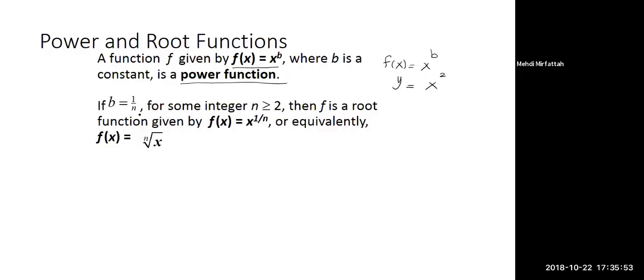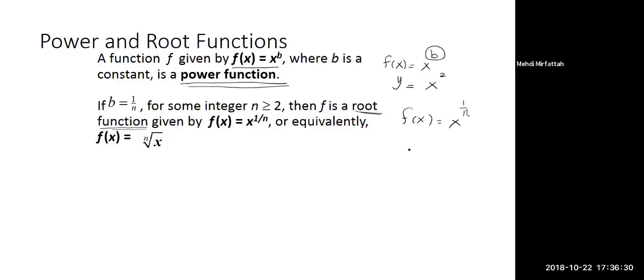That's the power function. The next one, if b is 1 over n, if this b here is a fraction, 1 over n, for n greater than 2, then this would be known as the root function. So far we have two names, power functions. Now we have root functions. So the root function looks like f of x is equal to x to the power of 1 over n.